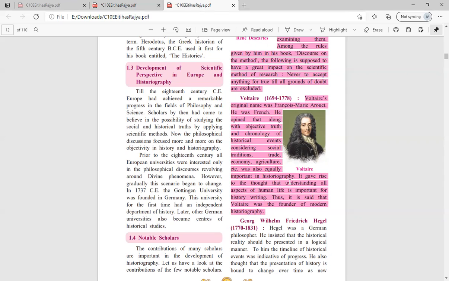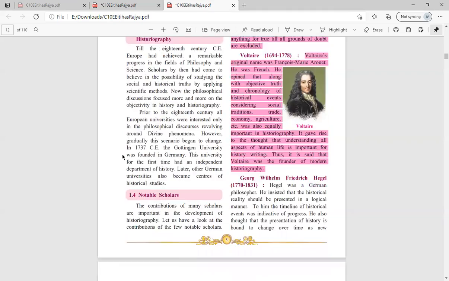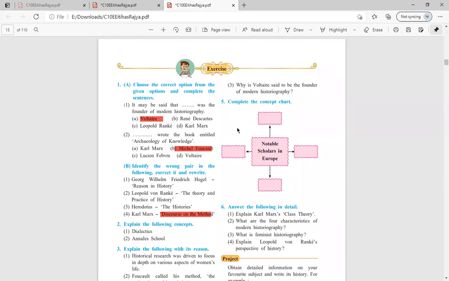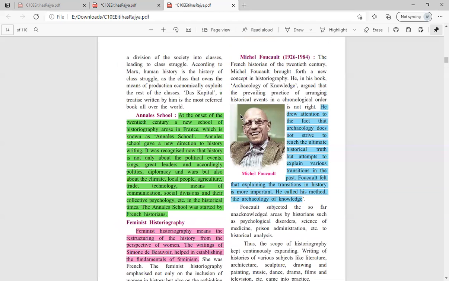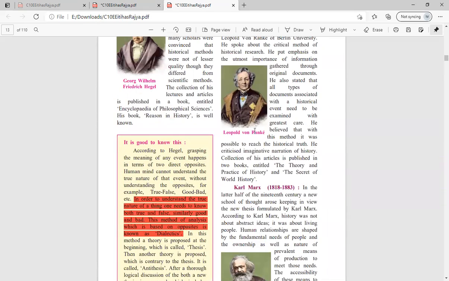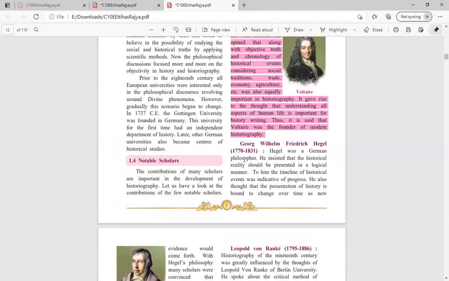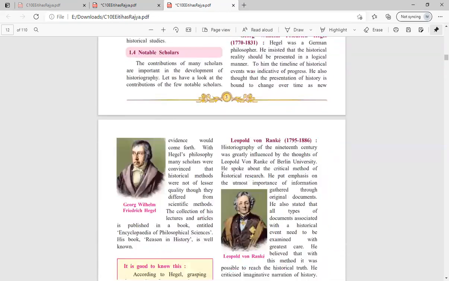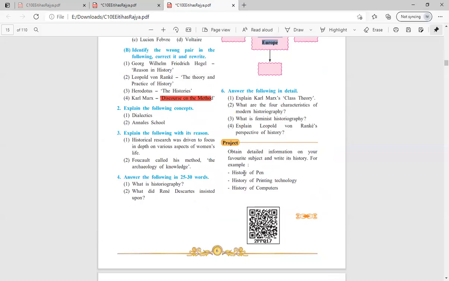Fine, coming towards the next part, which is sub question 5. Sub question 5 is to complete the concept chart. So you need to complete the chart. It asks for notable scholars in Europe. So you have to write about the scholars we studied. You can write about Karl Marx, Leopold von Ranke, Georg Wilhelm Friedrich Hegel, and Rene Descartes. Any 4 scholars, any one you can mention.